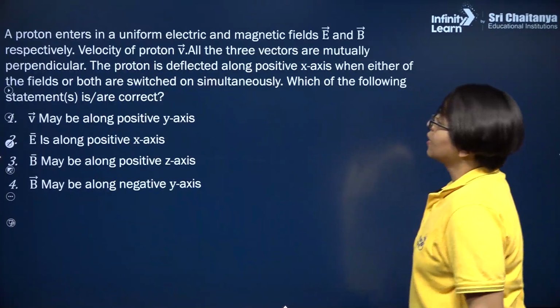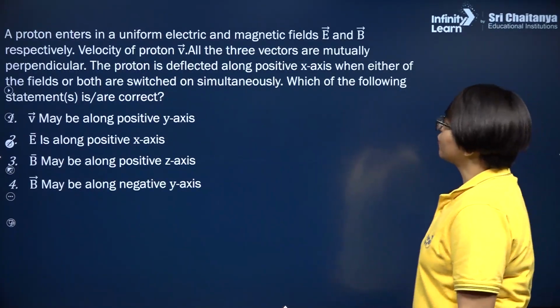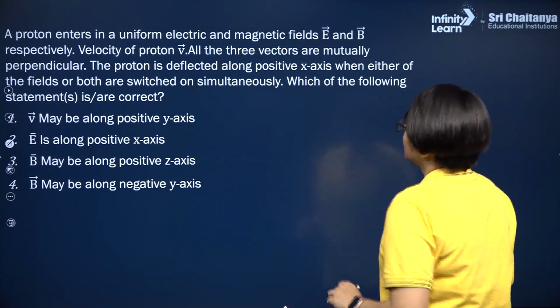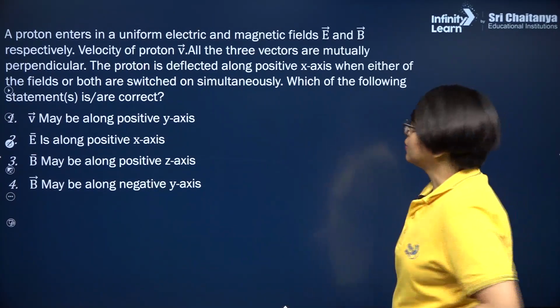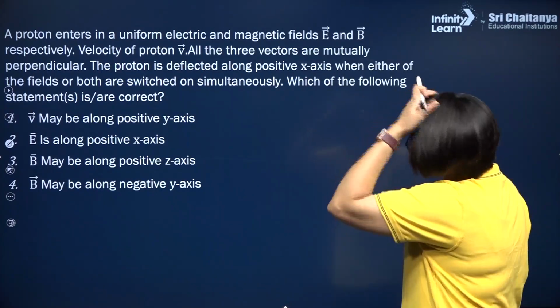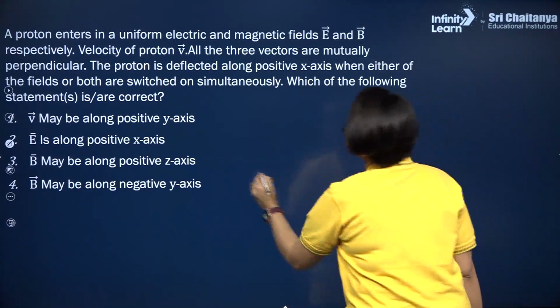Next is this one. A proton enters uniform electric and magnetic fields E and B respectively. Velocity of the proton is v vector. All the three vectors are mutually perpendicular. A proton is deflected along the positive x-axis.